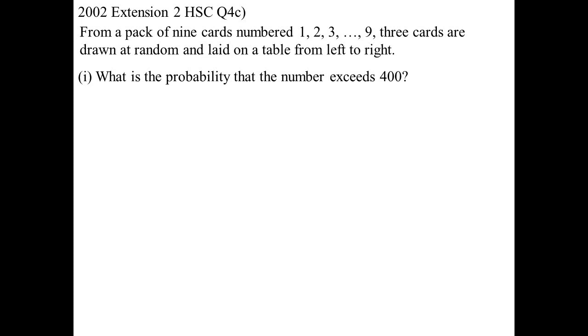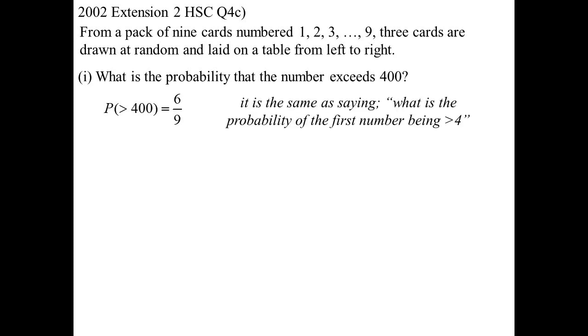Greater than 400 must be 6 over 9, because what would make this number bigger than 400? That's if the first card was a 4, 5, 6, 7, 8 or a 9. So 6 out of 9, a 2/3 chance. Okay? Not everything is super, super difficult. The basics are still there.